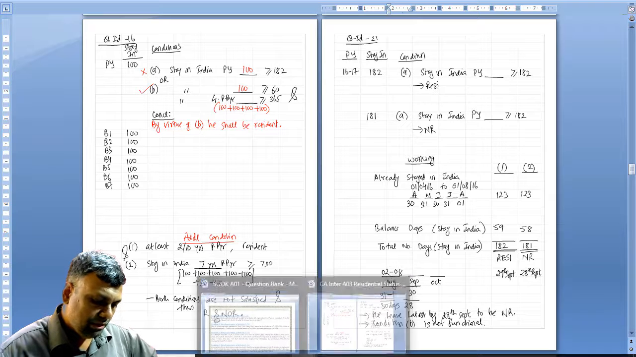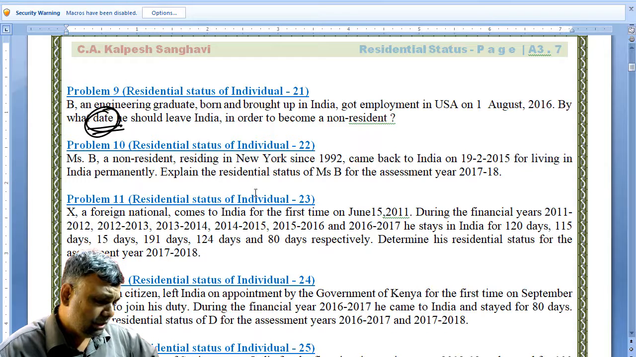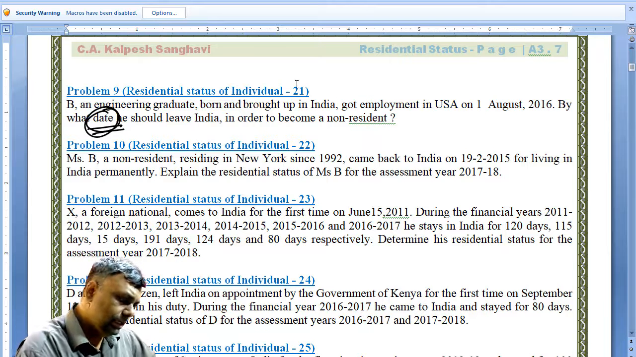Come on. Let me see the next question, or actually I'm in a mood to take a break now, but let me just check it out. Mr. B is a non-resident residing in New York, came back to India for living in India permanently. Okay, good question. Anyway, so this is already done.